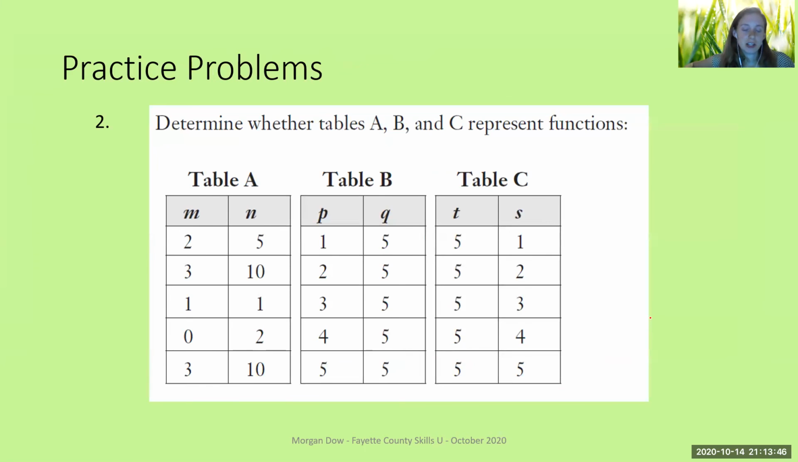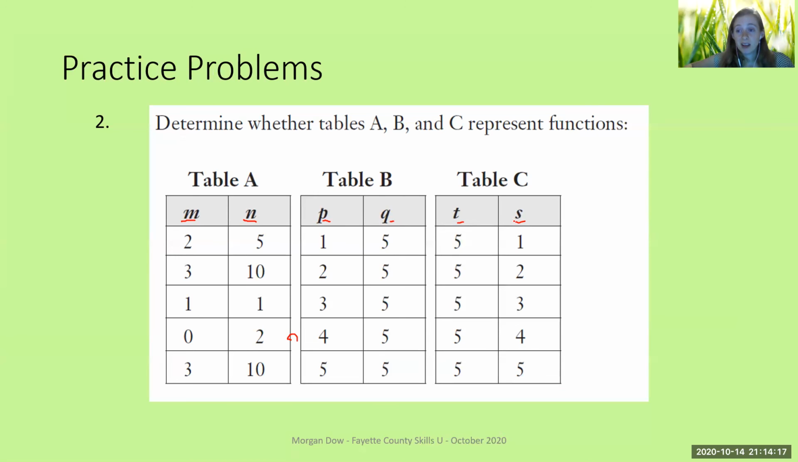All right, determine whether tables A, B, and C represent functions. So, the similar type of questions here. We're still looking at tables, thinking about whether or not they're functions. Table A. I want you to notice here actually that the input and output variables have different labels. So for A, we've got an input M, output N, input P, output Q, input T, output S.